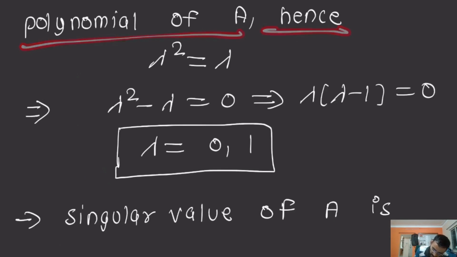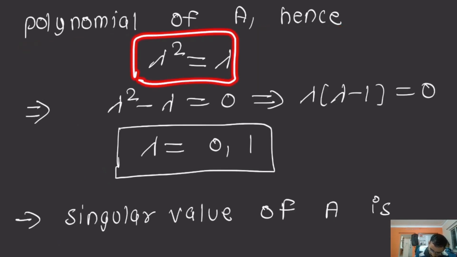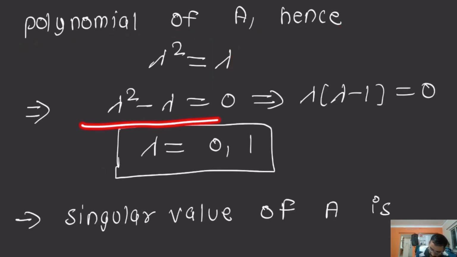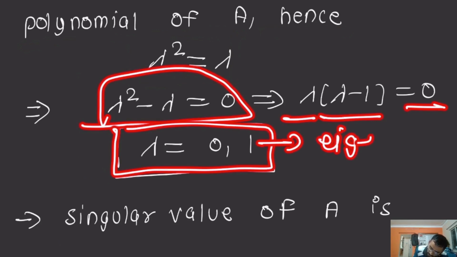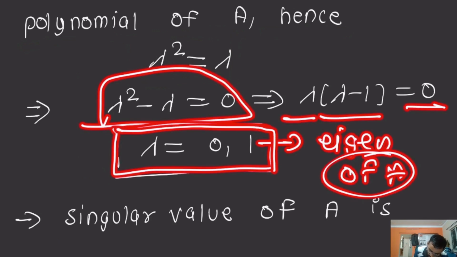Hence we get lambda square is equal to lambda, and taking lambda to this side, lambda square minus lambda is equal to 0. Lambda into lambda minus 1 is equal to 0, and we get lambda is equal to 0 or 1. This is the eigenvalue of A. So the eigenvalue of A is either 0 or 1.